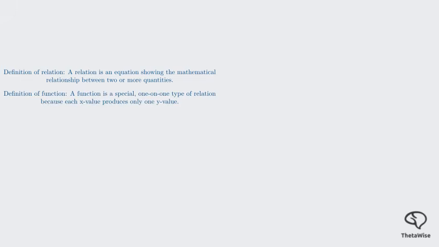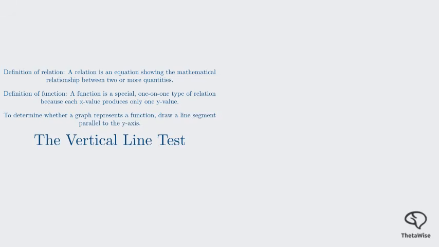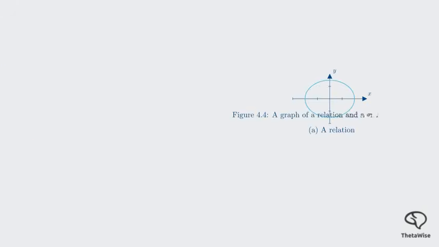Think of a function like a machine. You put one thing in and you always get the same one thing out. To determine whether a graph is a function or just a relation, we can use a simple visual test. This is known as the vertical line test. We draw vertical lines across the graph and observe how many times they intersect it. Let's apply this to figure 4.4.